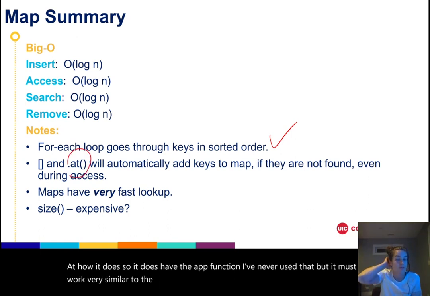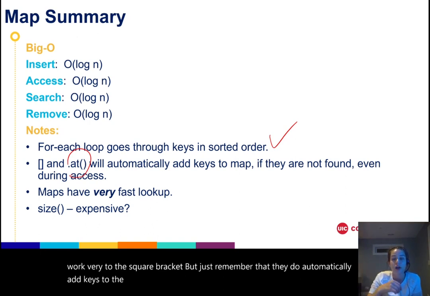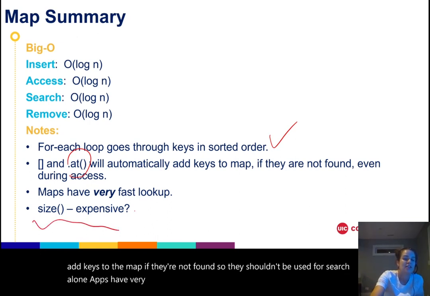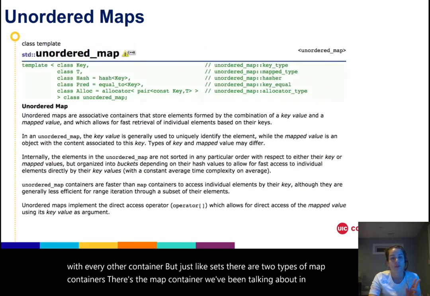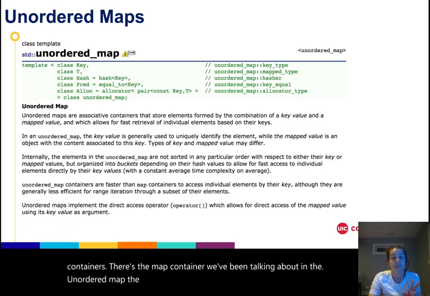But just remember that they do automatically add keys to the map if they're not found, so they shouldn't be used for search alone. Maps have very fast lookup, and size is the same as we've talked about with every other container. But just like sets, there are two types of map containers. There's the map container we've been talking about and the unordered map. The unordered map is the same as the set.